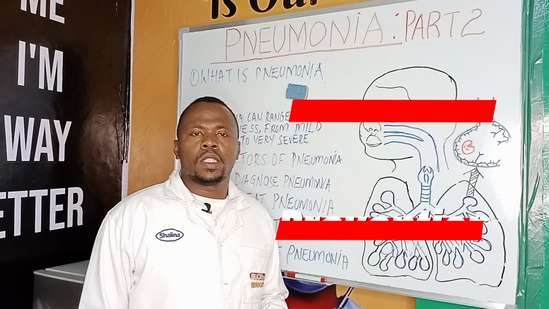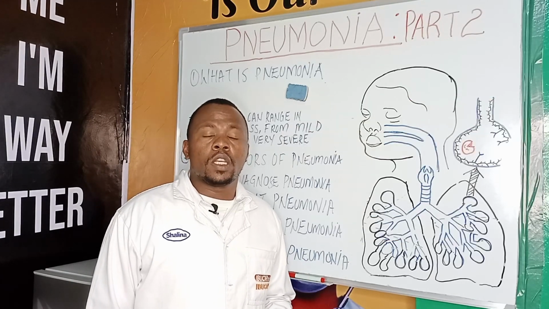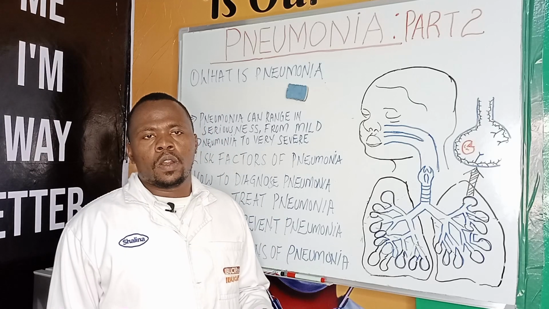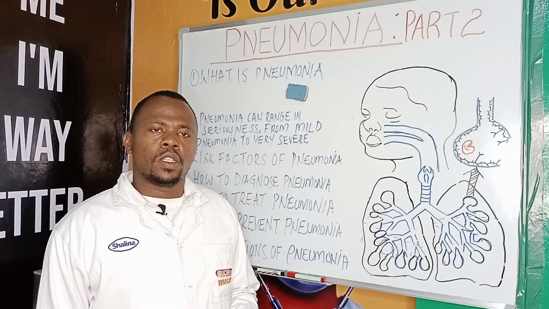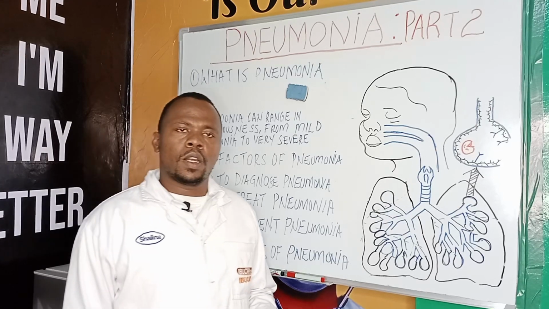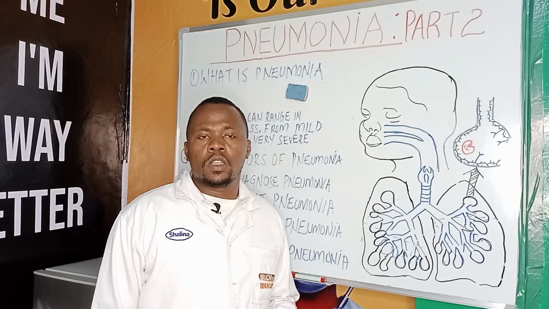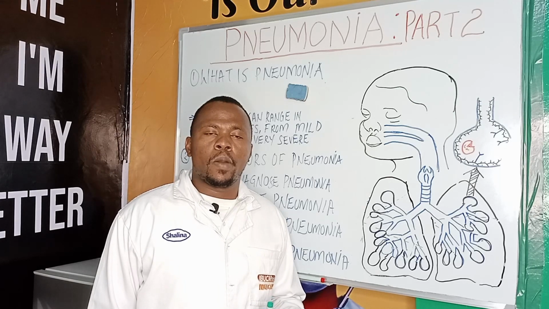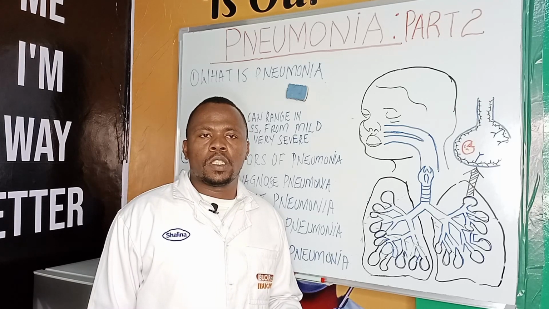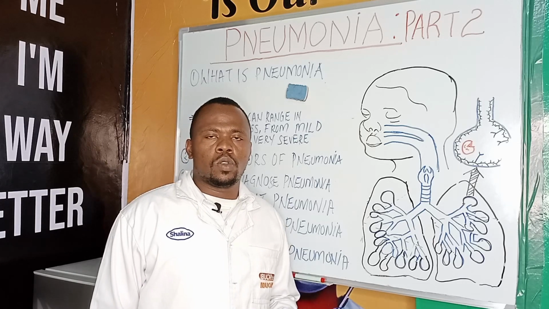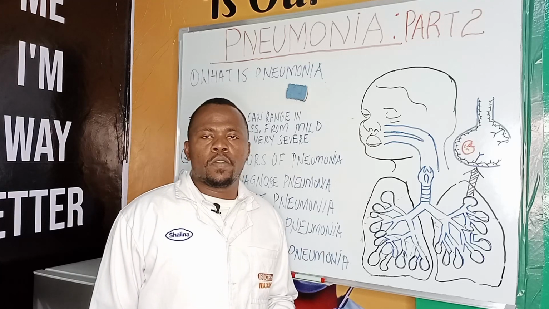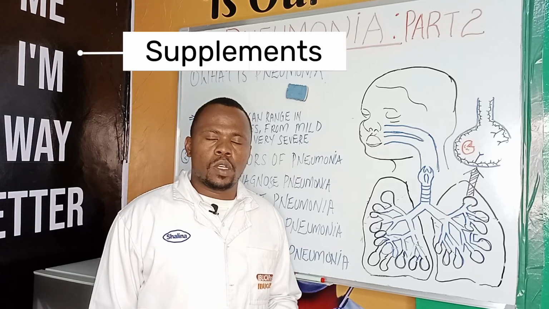How do we prevent pneumonia? Pneumonia is prevented through vaccinations. We have around two types of vaccines. Vaccine number one is PPSV23, and we also have PCV13. These vaccines prevent you from getting pneumonia. They help your body to build immunity, so when these bacteria try to cause pneumonia in your body, your immunity will prevent you from acquiring pneumonia. Also, we have supplements that can help you boost your immunity.